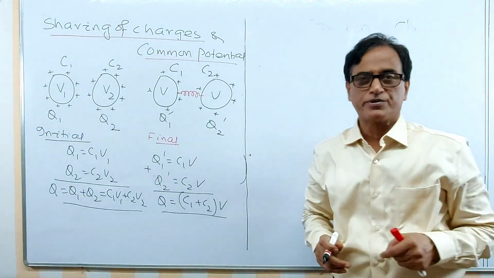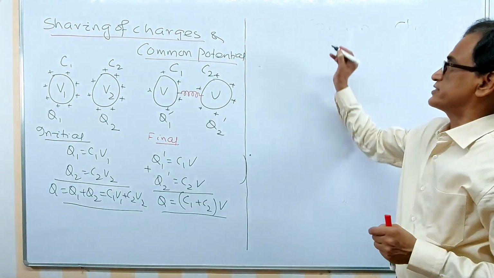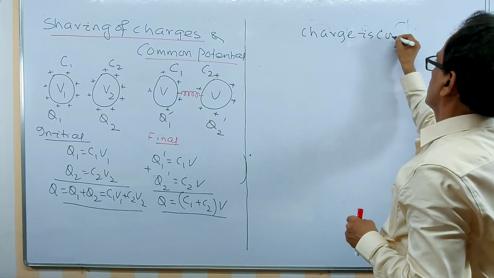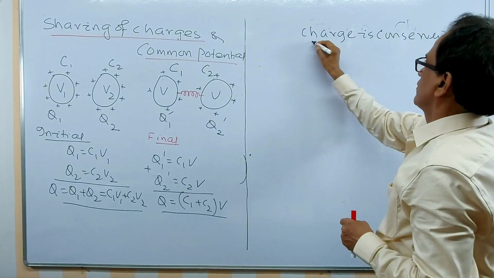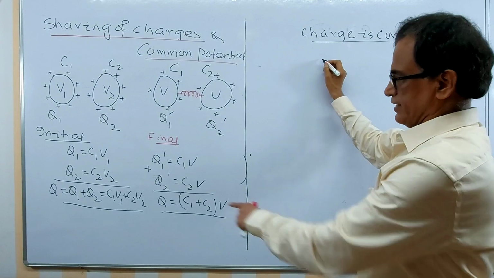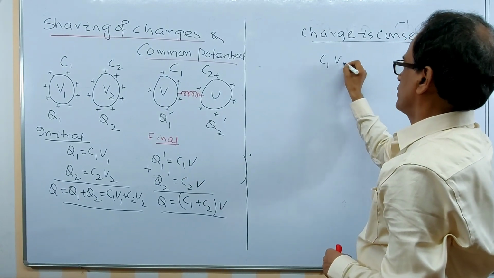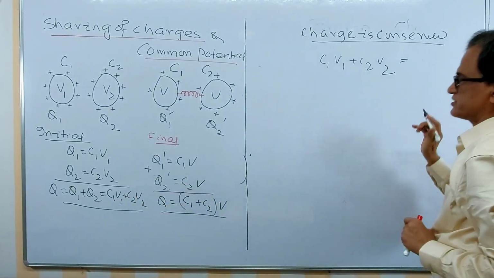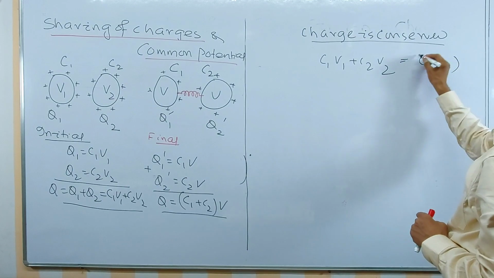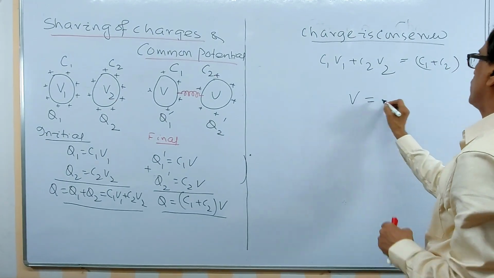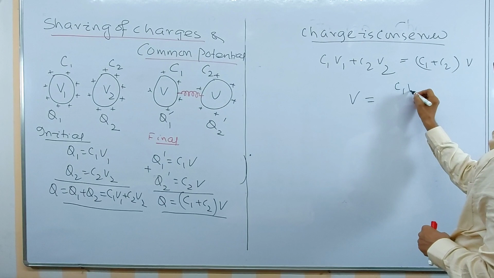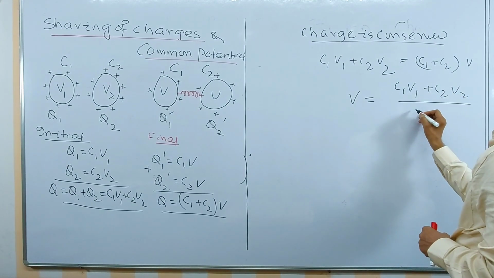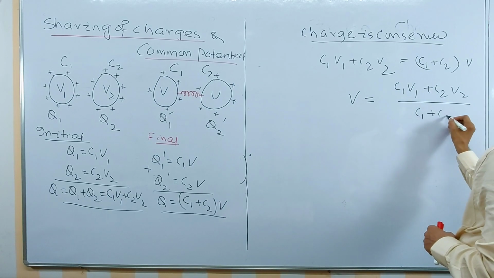But charge is conserved. That is a very basic concept in electrostatics. Charge is conserved. That's why we can say C1 V1 plus C2 V2, this initial charge, must be equal to this final charge, C1 plus C2 into V. That is, V equals C1 V1 plus C2 V2 divided by C1 plus C2.